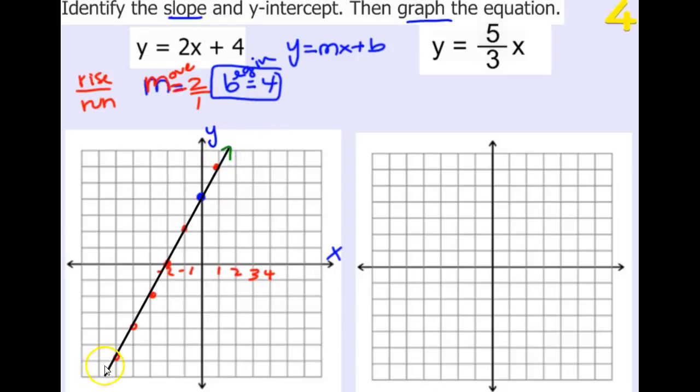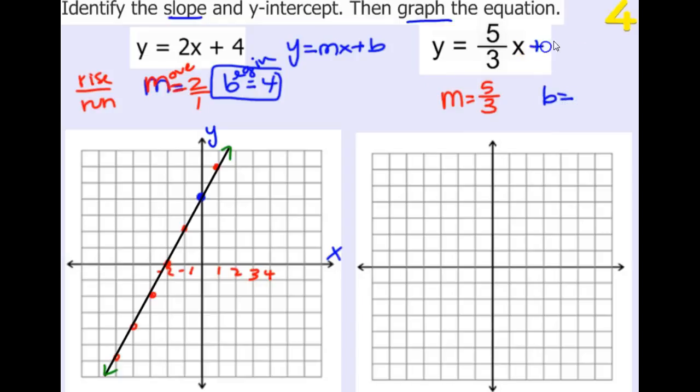Put arrows on the end to show that it could go on both ways. Alright, here's our next one. This is in the form y equals mx plus b. Our m, or our slope, in front of the x is 5 over 3. Don't include the letter when you just write m equals.